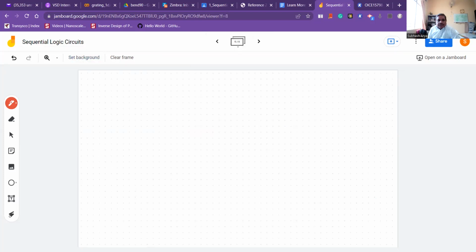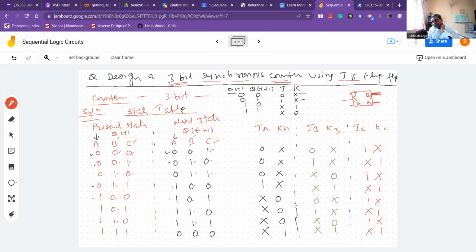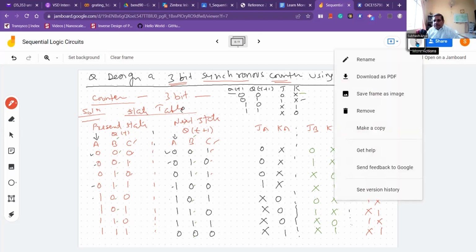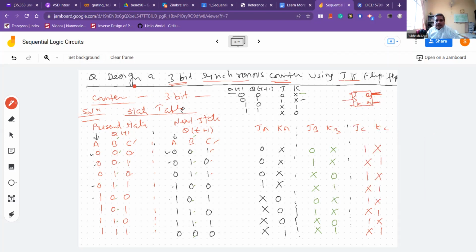Okay. So here, is there any way to copy and paste? I don't know whether it will work. Select all, then copy, make a copy of the entire thing. I think it will only make a copy of one. Okay, no problem.